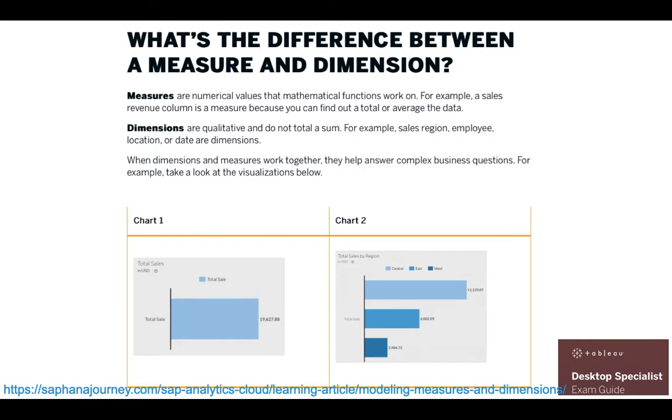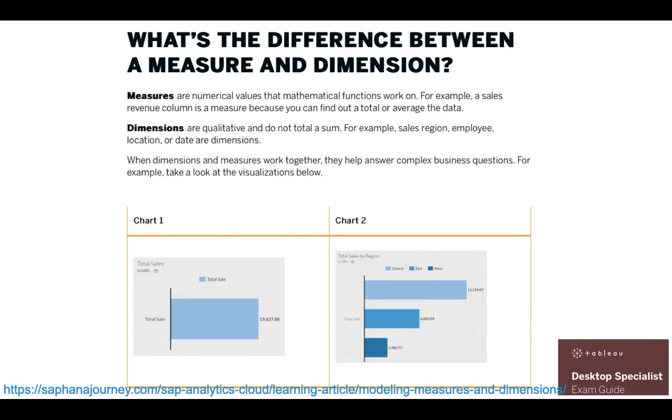So what's the difference between a measure and a dimension? Measures are numerical values that mathematical functions work on. For example, sales, revenue, profit, because you can aggregate those, like sum and average and so on. So for measures, aggregation makes sense, while dimensions are qualitative and do not total a sum. For example, sales region, employee location, and date will also come under dimensions.